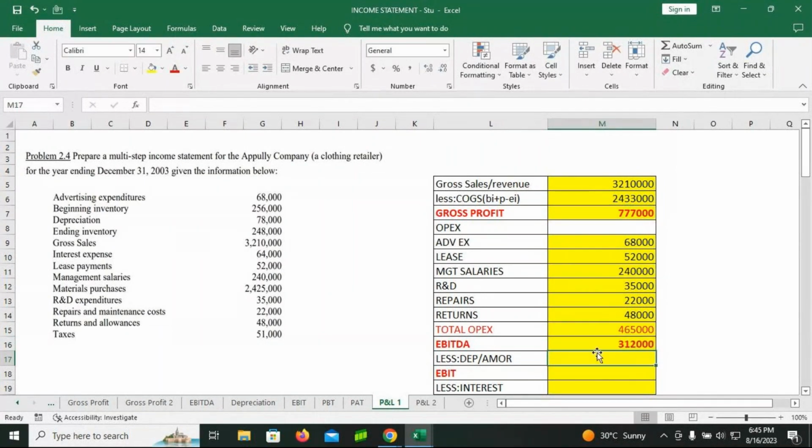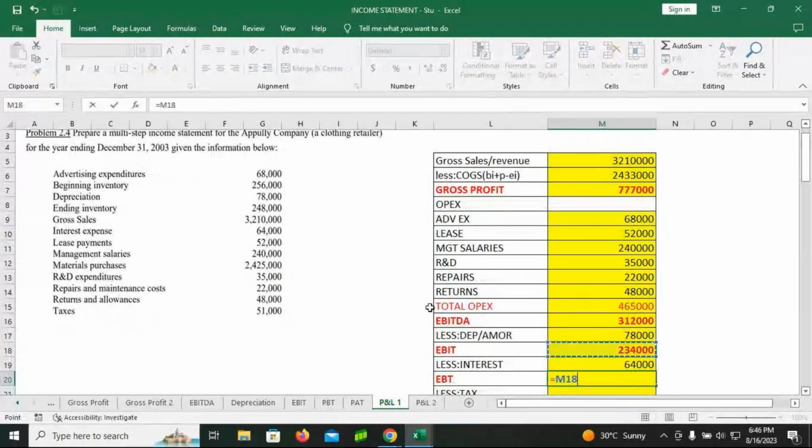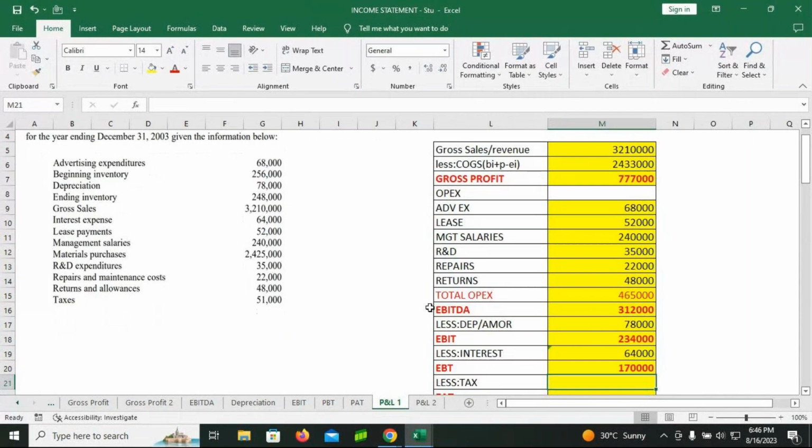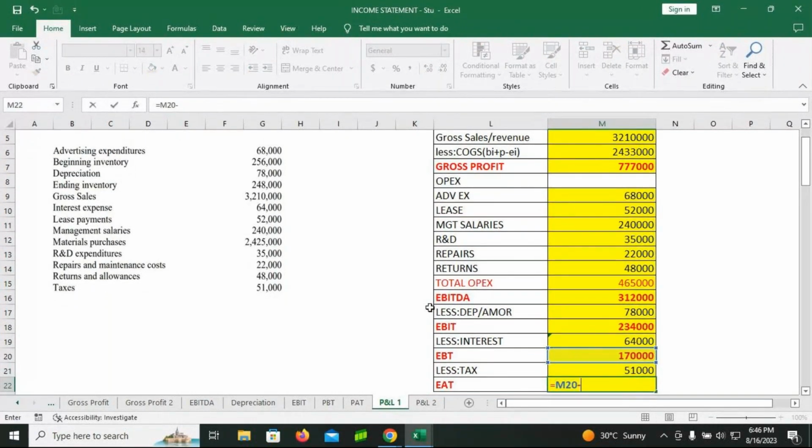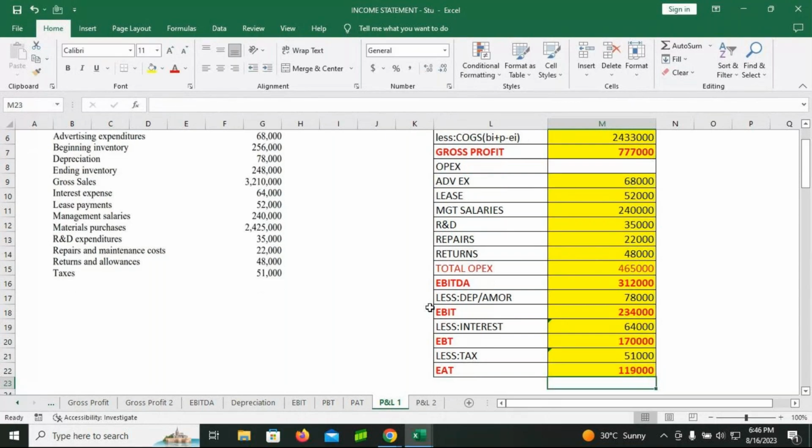So 3,12,000. Depreciation I have to reduce. Depreciation, they are telling, equals 78,000. EBITDA minus depreciation is 2,34,000. Interest is 64,000, so minus 64,000. Now I have to reduce the tax. Tax is 51,000. EBT minus the tax, so it is 1,19,000 rupees earnings after tax.